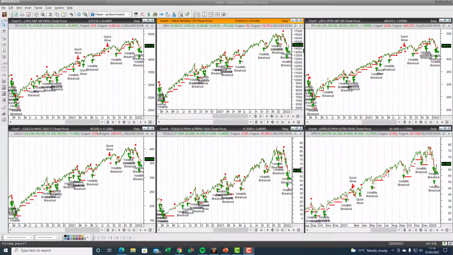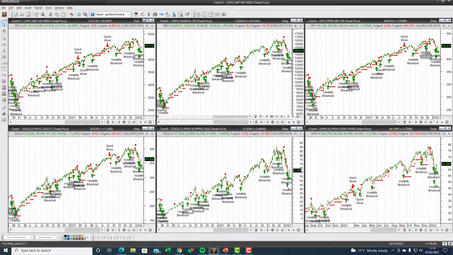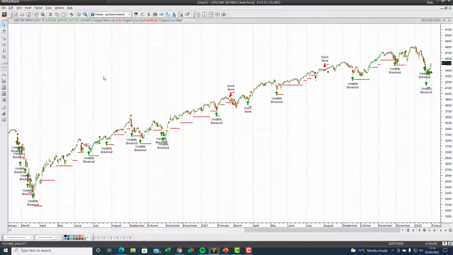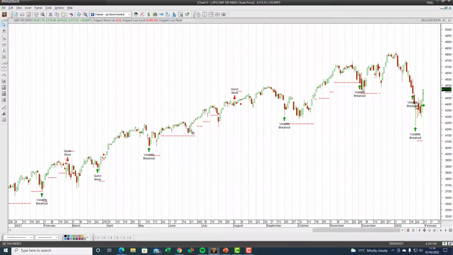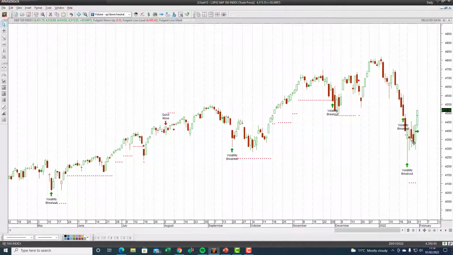So I've loaded the MetaStock charts. I've got the Fulgent AI engine on here. Just maximize the picture here. Here's the S&P 500 index, and we can see we've had some really great signals here. The most recent is a fantastic volatility breakout here, this big sell-off, and that generated quite a couple of points trading the S&P itself, whether it was the S&P futures or not.